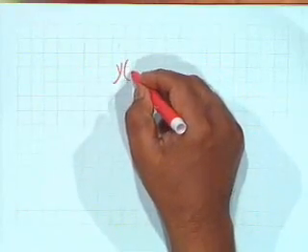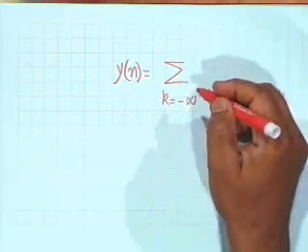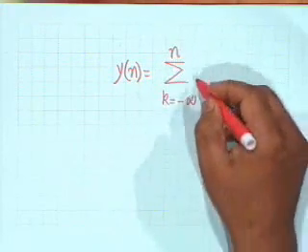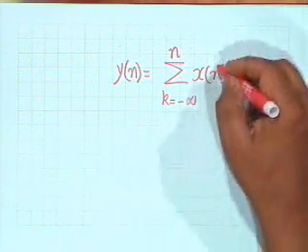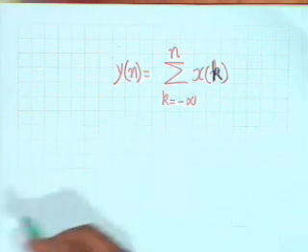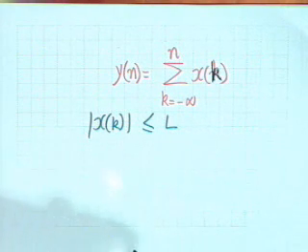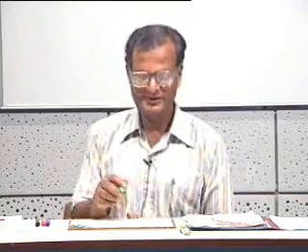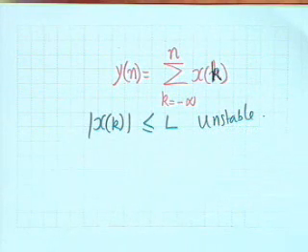Let's take this system. y of n is equal to the summation over k equal to minus infinity to n of x of k. Is this stable or unstable? Well, you notice that x of k may be bounded. Let's limit x of k to a value less than or equal to L. Even then, y of n may be infinitely large. y of n may grow without bounds, and therefore the system is unstable. All right, this is the meaning of stability.